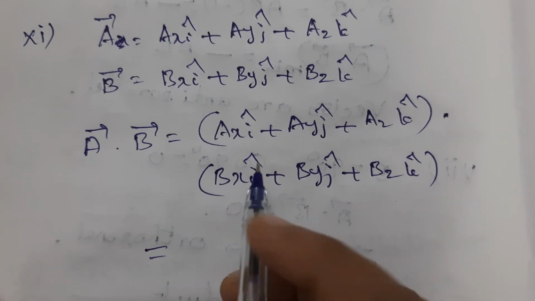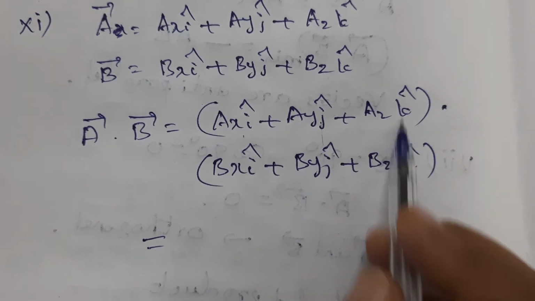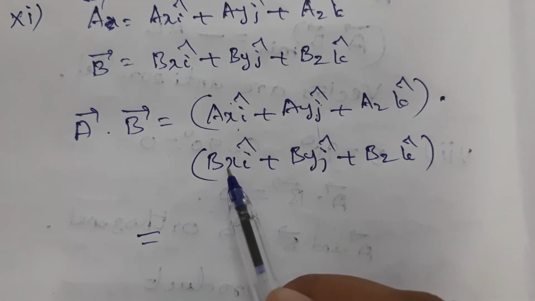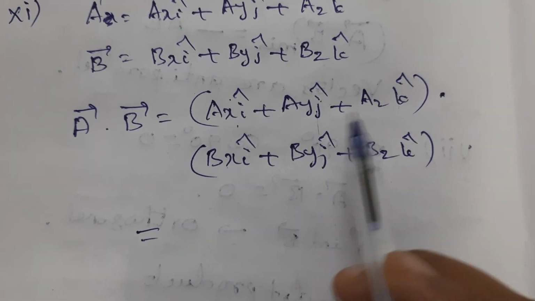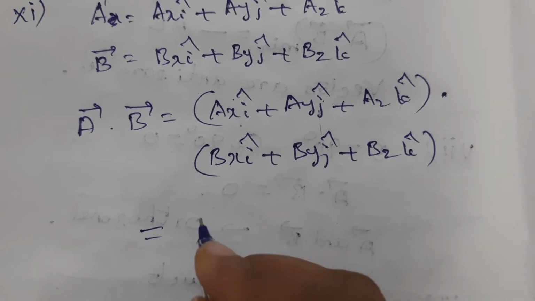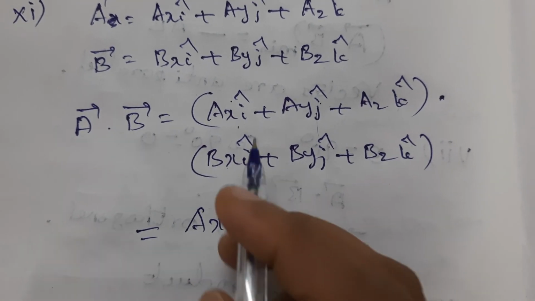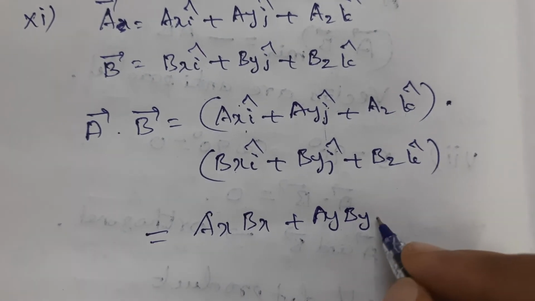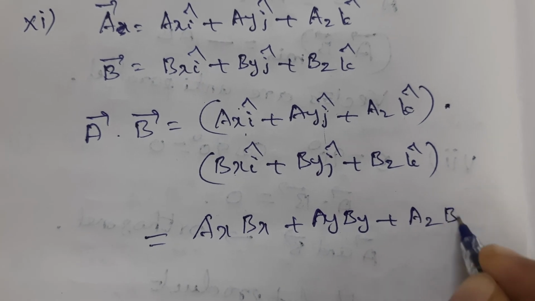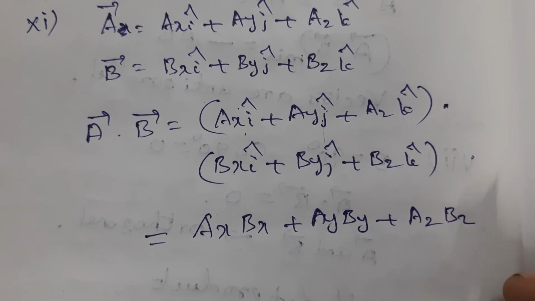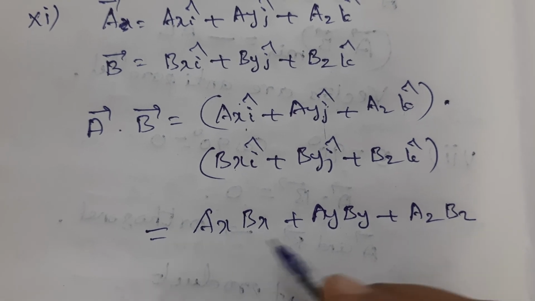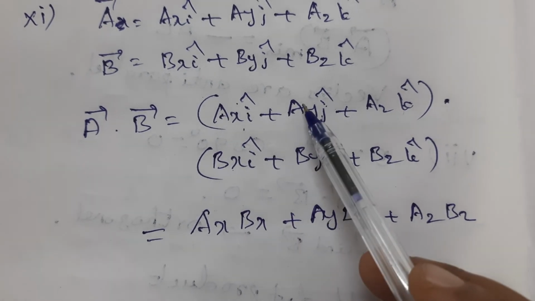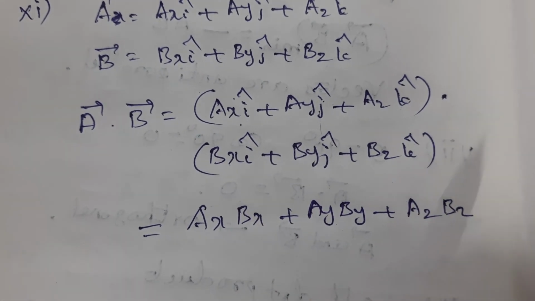This can be written as i dot i, j dot j, k dot k equal to 1. i dot j, i dot k are 0. j dot i, j dot k are 0. k dot i, k dot j are 0. So only the common terms survive: ax bx, i into i is 1, plus ay by, j into j is 1, plus az bz. All other terms are 0. So A dot B is ax bx plus ay by plus az bz. Other terms such as ax by, ay bx, az bx are all 0.